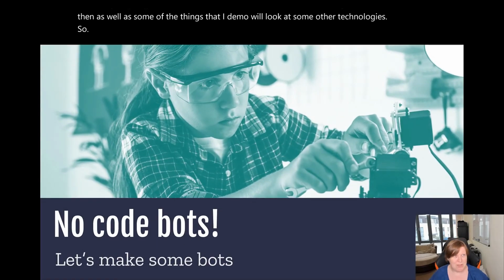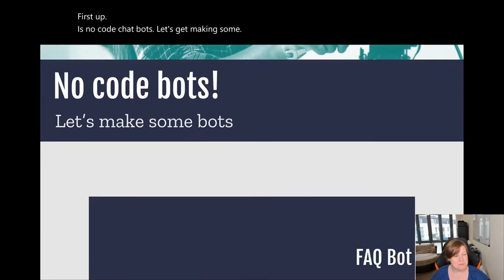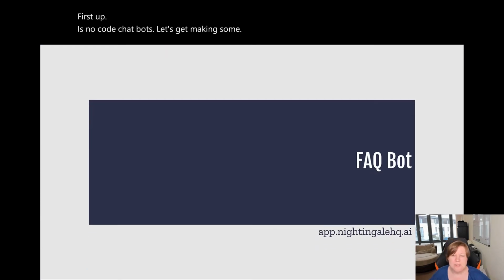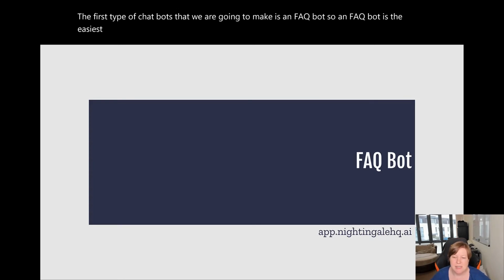So, first up is no-code chatbots. Let's get making some. The first type of chatbot that we are going to make is an FAQ bot. So an FAQ bot is the easiest way to get started with chatbots inside your organization. And the primary goal of an FAQ bot is to answer questions.